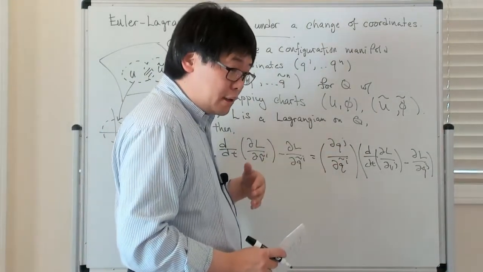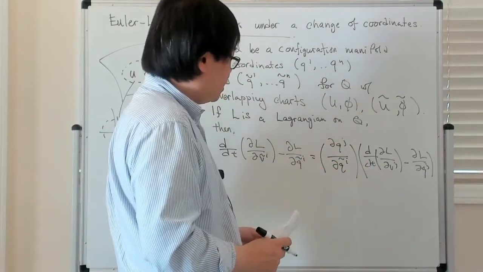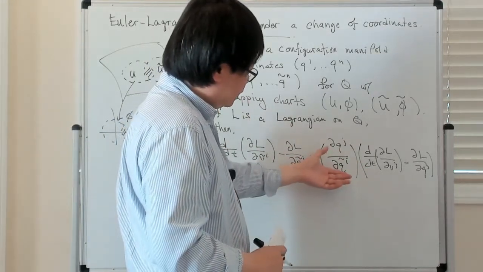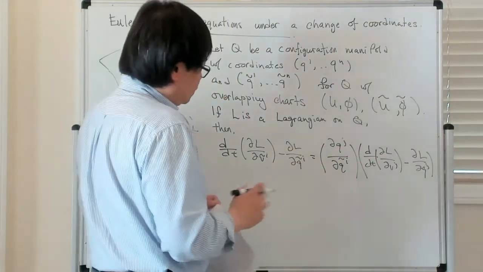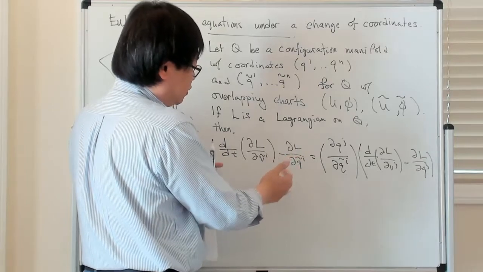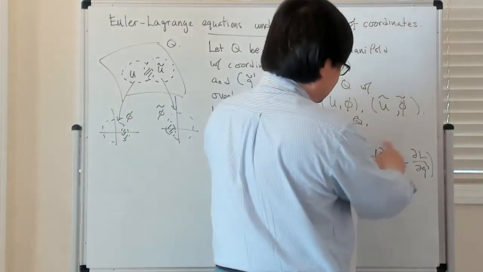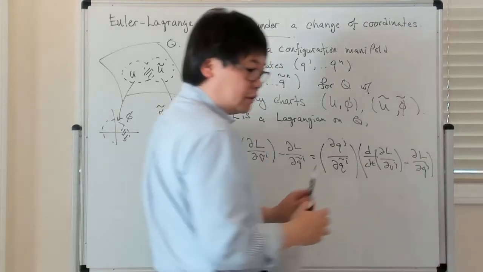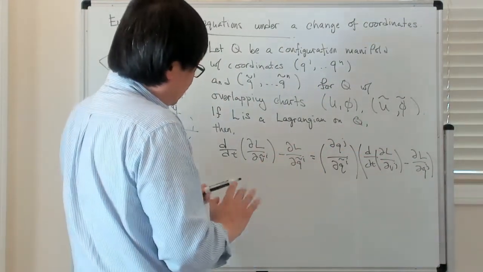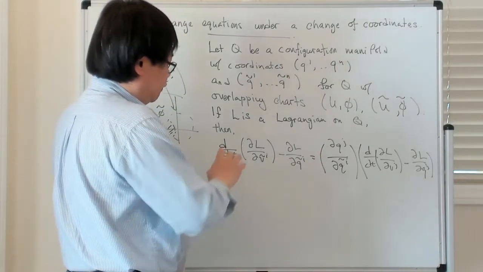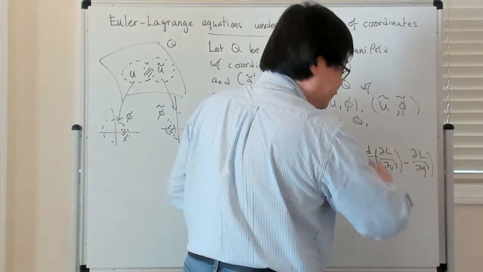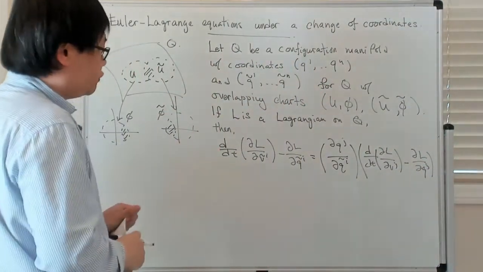All right, so what that means is that since this thing here is the Jacobian of the change of coordinates map, and the change of coordinates map is always invertible, this Jacobian is non-singular. So when the left-hand side is 0, that implies this term in the parentheses, which corresponds to the Euler-Lagrange equations in the other coordinate system, is also 0. So this tells you that if the Euler-Lagrange equations are satisfied in one coordinate system, they will be satisfied in the other coordinate system as well, which is, of course, what you want.